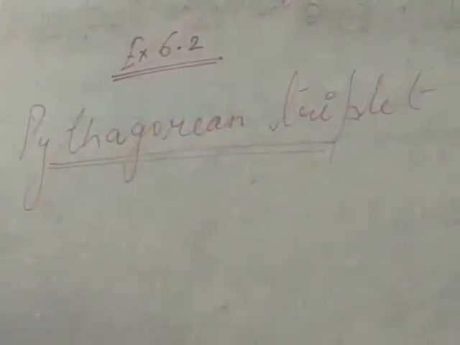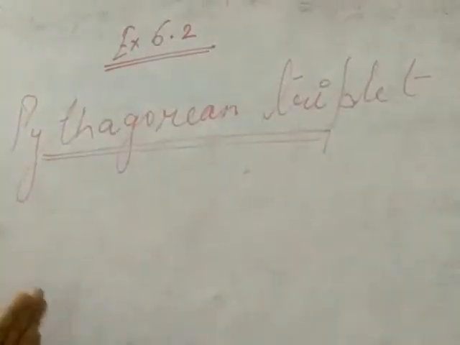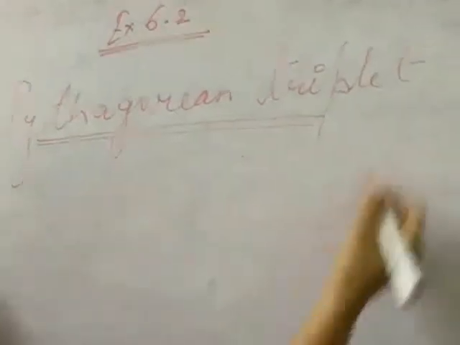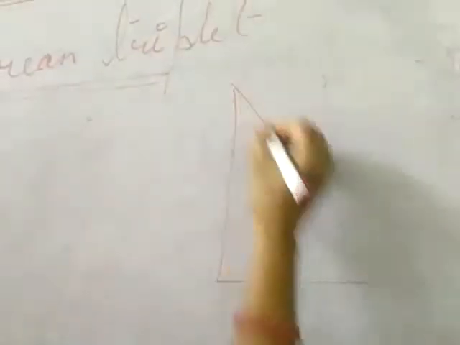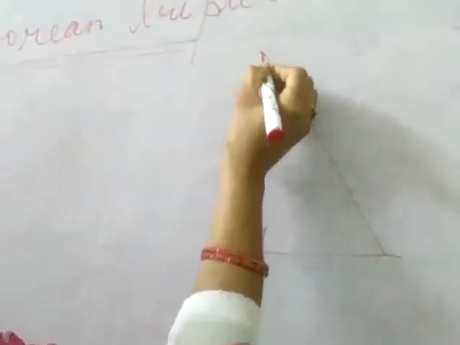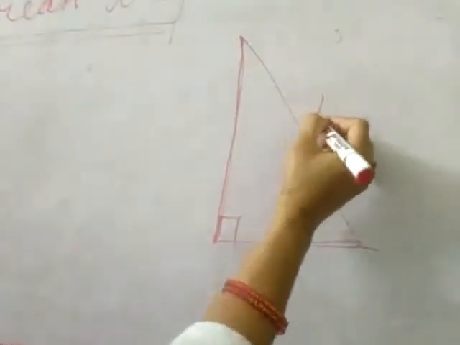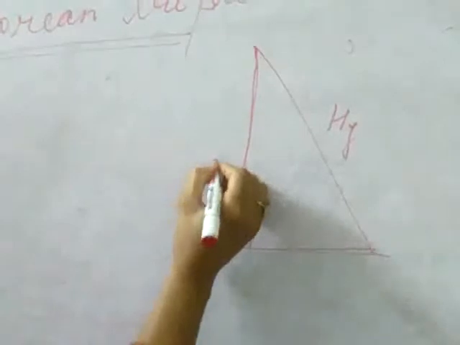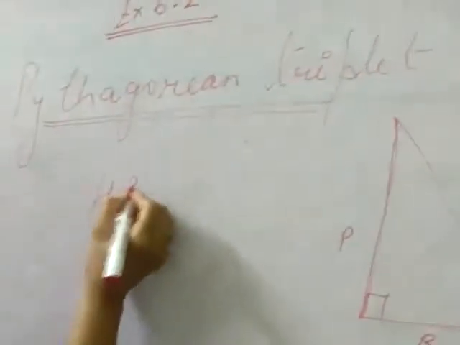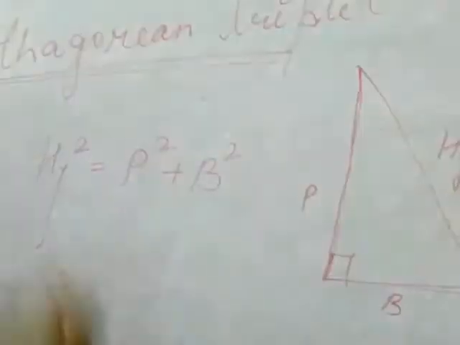What was Pythagoras theorem that you have studied? Does anyone remember what it was? It was related to a right angle triangle. I have given you the hint. What was Pythagoras theorem? If this is hypotenuse, this is perpendicular and this is base, then it is always in case of a right angle triangle that hypotenuse square is equal to perpendicular square plus base square.